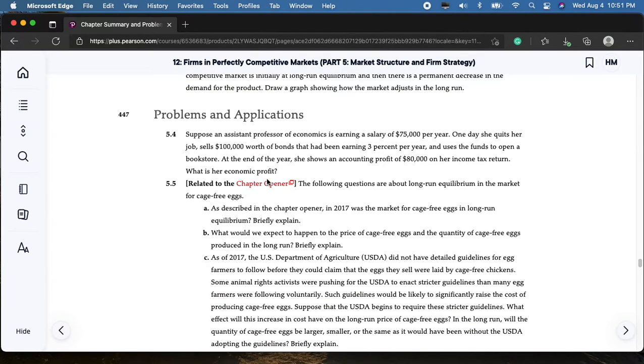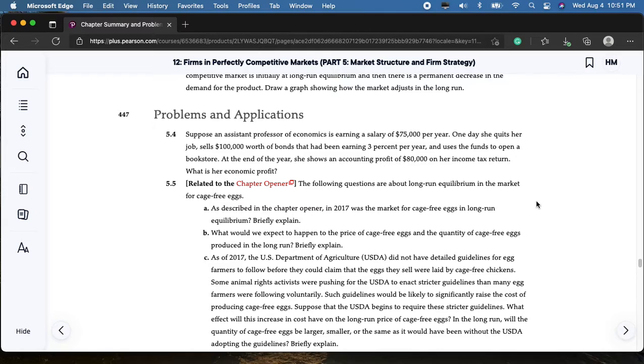Okay, so here is the problem. Suppose an assistant professor of economics is earning a salary of $75,000 per year. That would be nice. I wish I was making that money teaching economics. Anyway, one day she quits her job, sells $100,000 worth of bonds she had been earning 3% per year, and uses the fund to open a bookstore. At the end of the year, she shows an accounting profit of $80,000 in her income tax return. What is her economic profit?